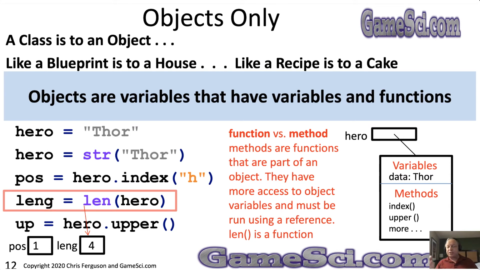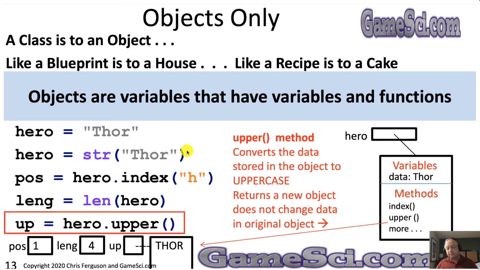A function is just like a method, except it's not part of an object. Index is a method because it's part of this object. Len, L-E-N, is not because it is not attached to an object. It is standalone, so we call it a function.